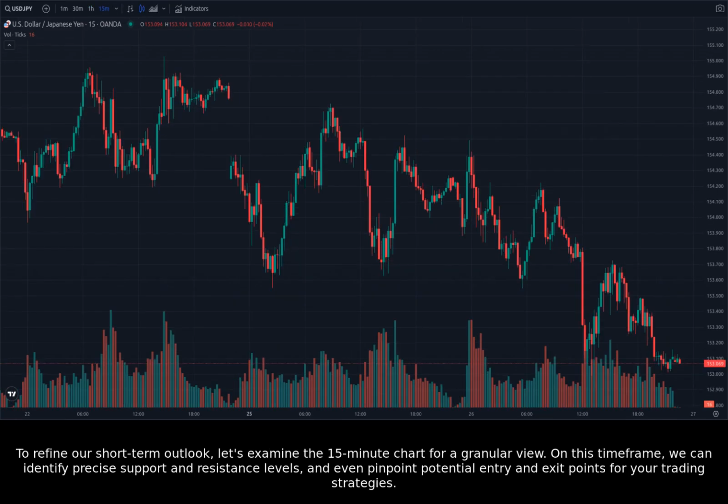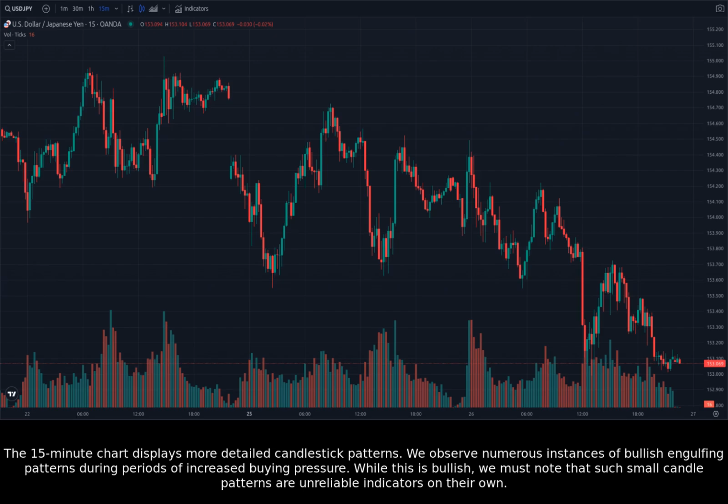To refine our short-term outlook, let's examine the 15-minute chart for a granular view. On this time frame, we can identify precise support and resistance levels, and even pinpoint potential entry and exit points for your trading strategies. The 15-minute chart displays more detailed candlestick patterns. We observe numerous instances of bullish engulfing patterns during periods of increased buying pressure. While this is bullish, we must note that such small candle patterns are unreliable indicators on their own.